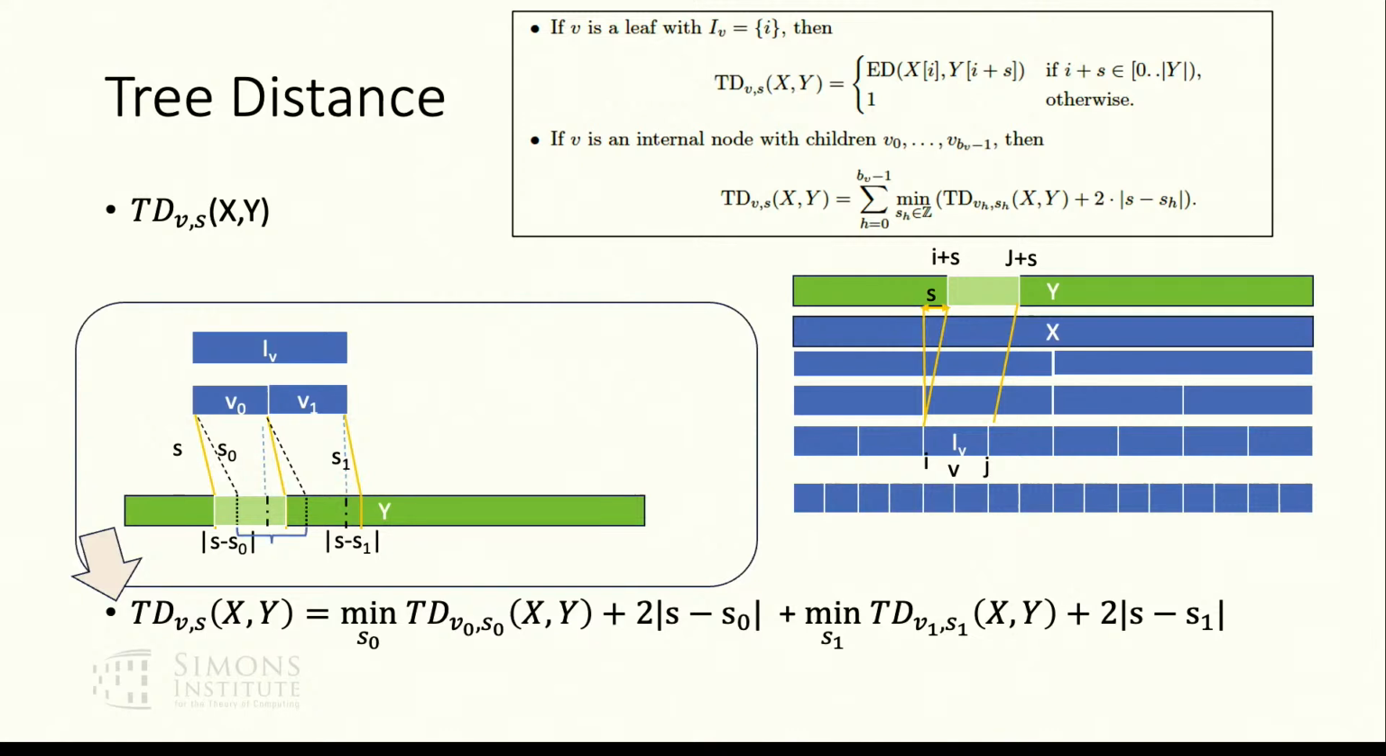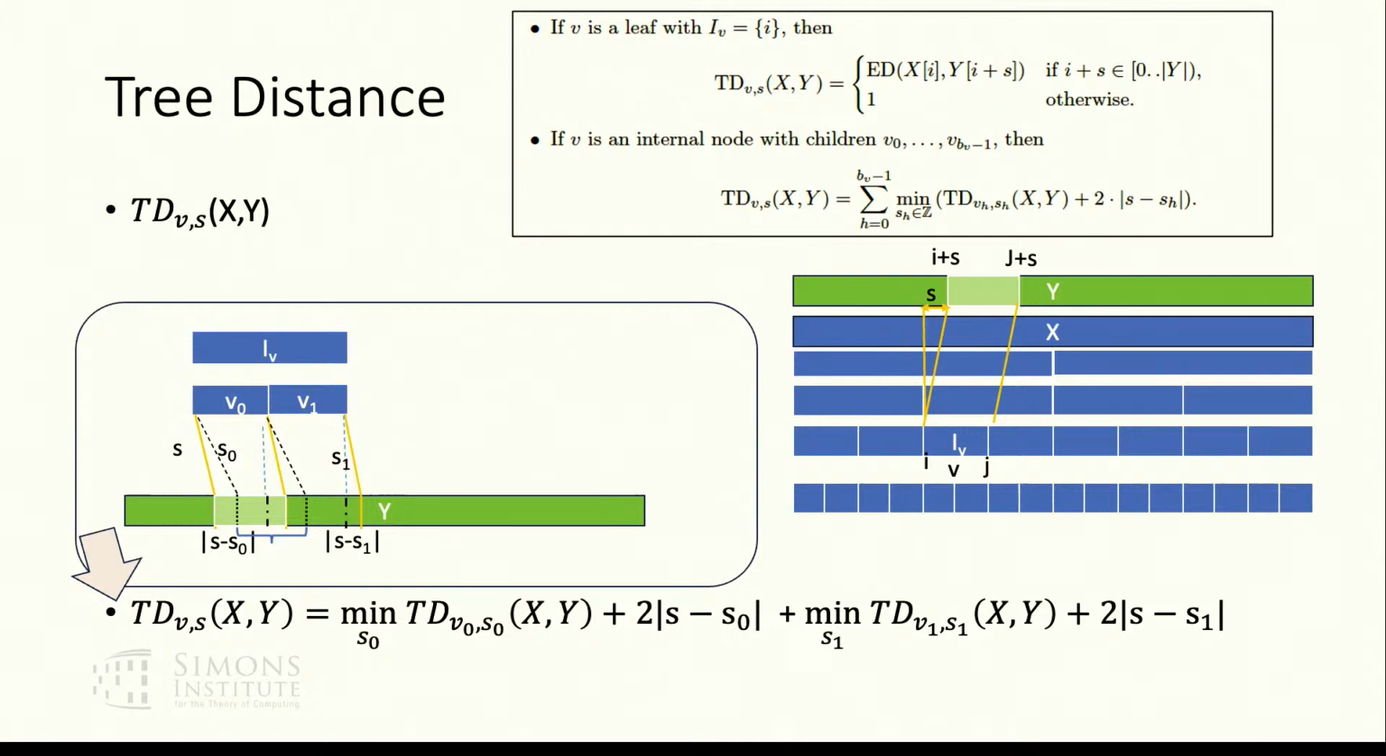So the tree distance will be represented by the tuple V and S. V is a node, S is a shift. Now how do I define it? At the leaf level, if you have node i here, you compare x_i with y_(i plus s). These are just single entries. It will be 1 if they don't match, and 0 if they match. So it's basically Hamming distance. It's just one entry.